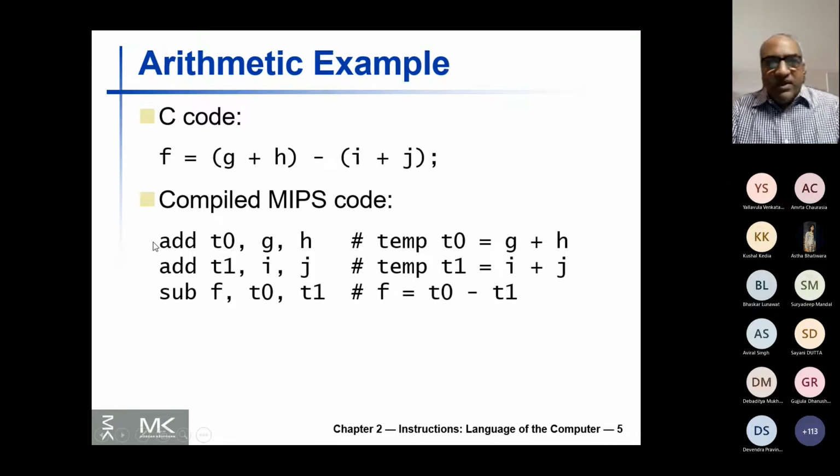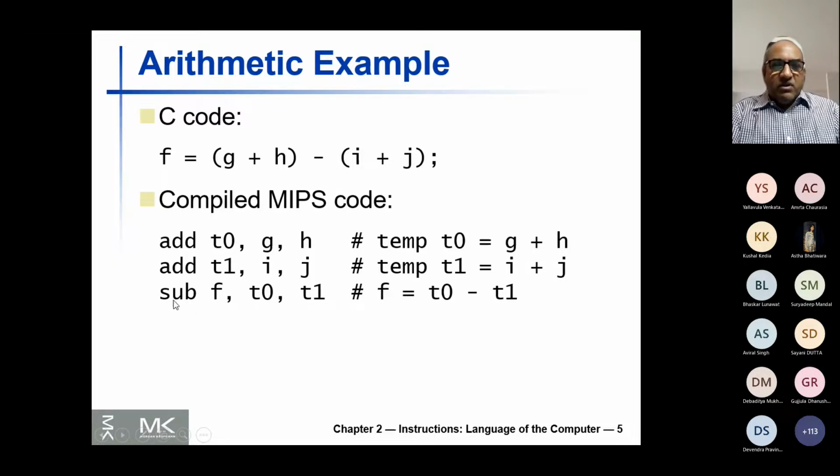The underlying hardware can perform only one operation at a time, but here there are multiple operations: one addition, another addition, then a subtraction. So this instruction in a high level language will be represented as multiple simple operations. First, G and H are added, and that result is placed in a temporary location T0. Likewise, I and J are added, and the result is placed in temporary location T1, for example. Now we have to perform the subtraction of this i plus j from the g plus h.